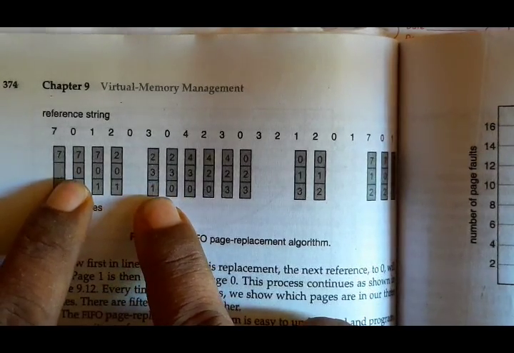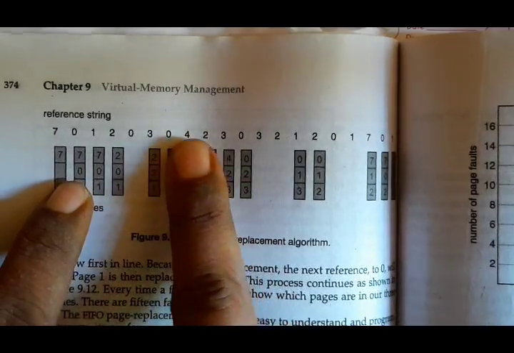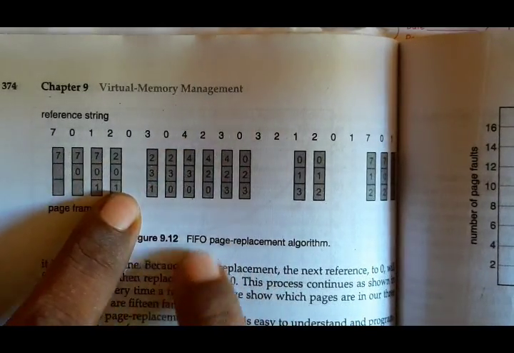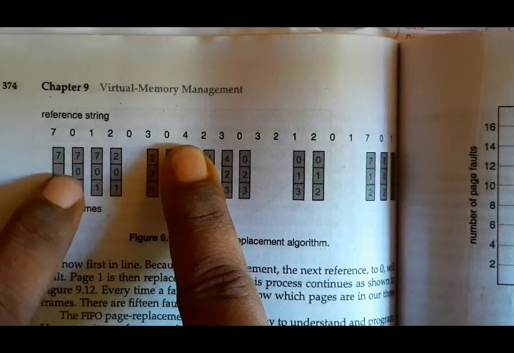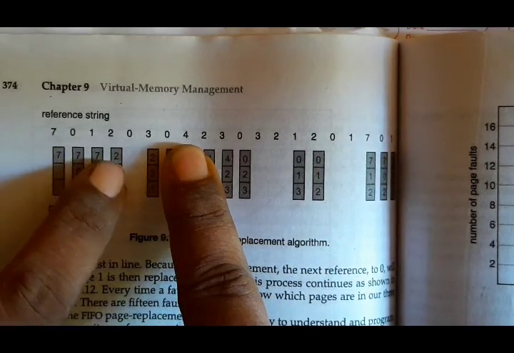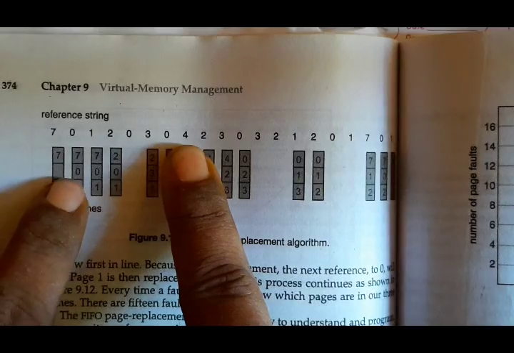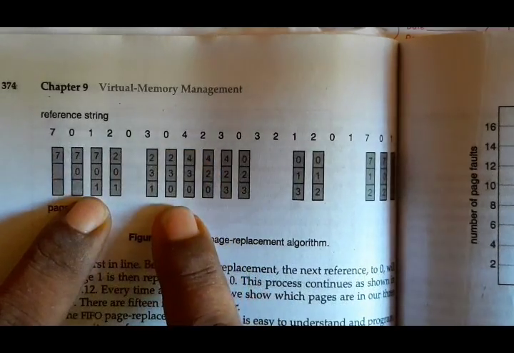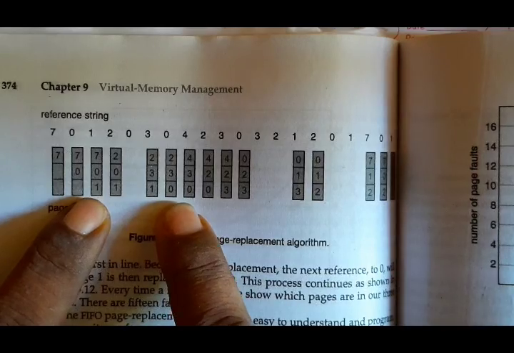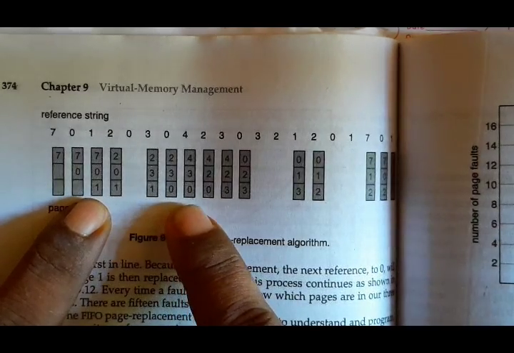Next 0. So 0 is not present in the RAM, so you have to replace. Next, 7 already filled. In place of 7, 2 is filled. In place of 0, 2 is filled. Next 1, in place of 1, 0. Clear, no?